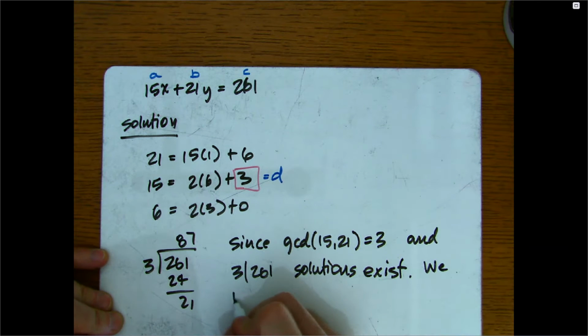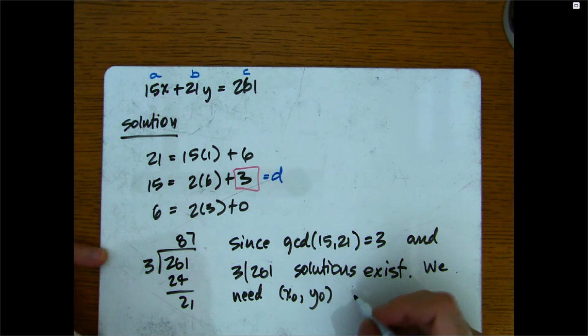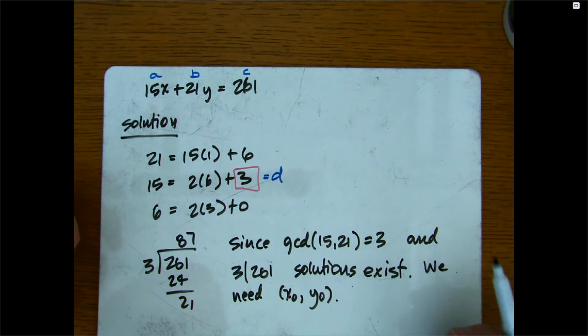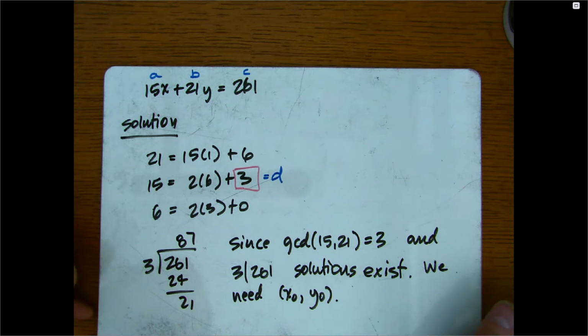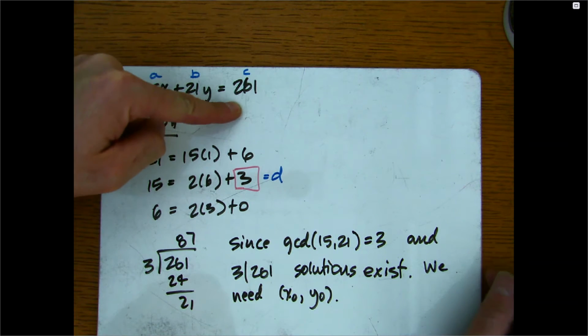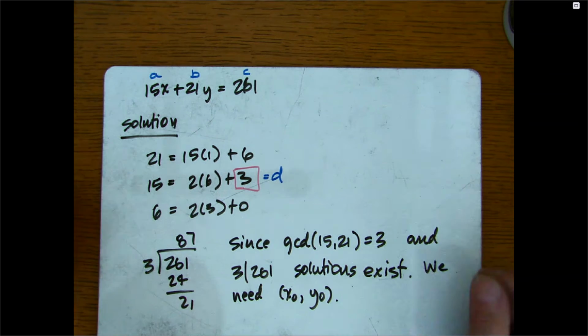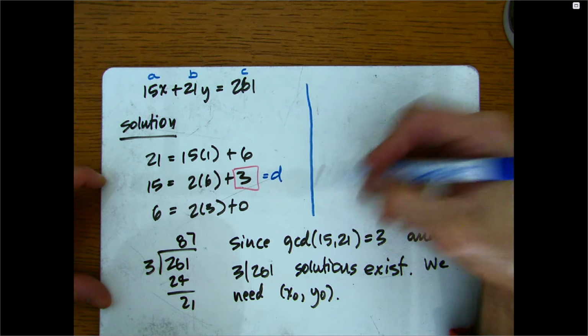We need x naught and y naught. So what is that? That's an initial solution. That's some x, some y that satisfies this equation, right? So how do we find that? One way we found to do that, to find a linear combination equal to this number, is to rewrite the GCD, right? So let's do it that way. So we know we can always find a linear combination of 15 and 21 equal to the GCD, and then since 261 is a multiple of the GCD, we can just scale it up to find the particular x naught, y naught we need. So I'm going to come over here and see if I can do this.